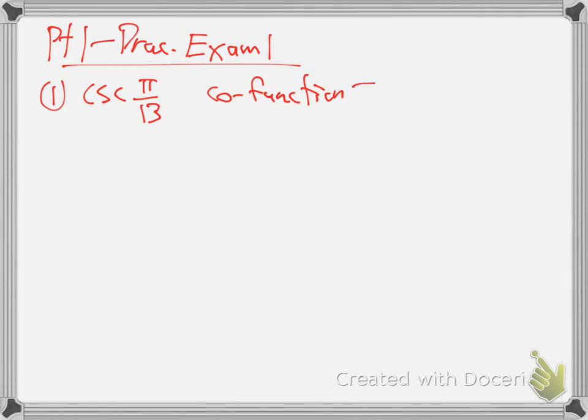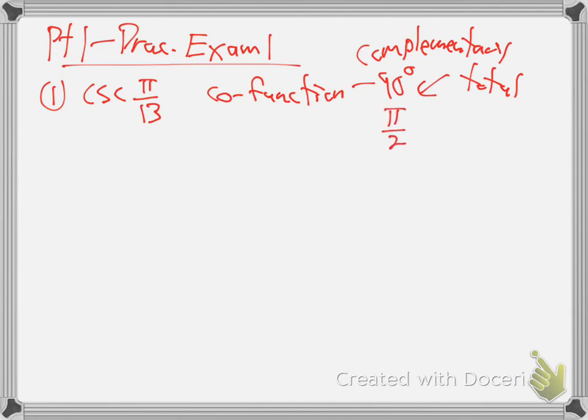Remember cofunction? Co means complementary. Complementary angles total 90 degrees, or what's 90 degrees in radians? Pi over 2. Pi is 180, so pi over 2 is 90. So that means you take that angle. What's the cofunction of cosecant? Secant. You take off the co. So remember, a cofunction is adding or removing the co.